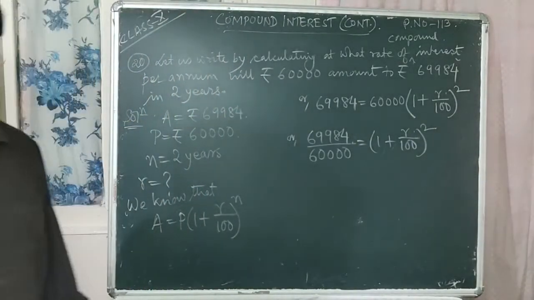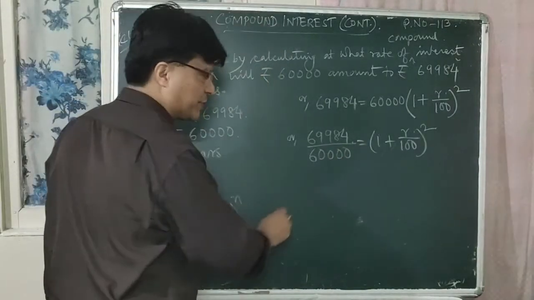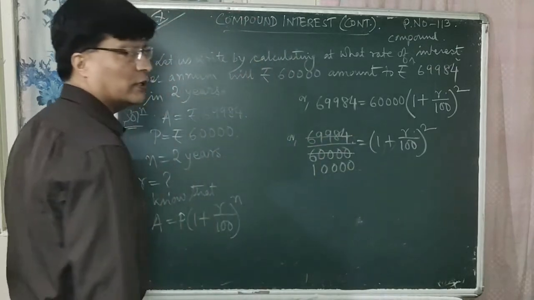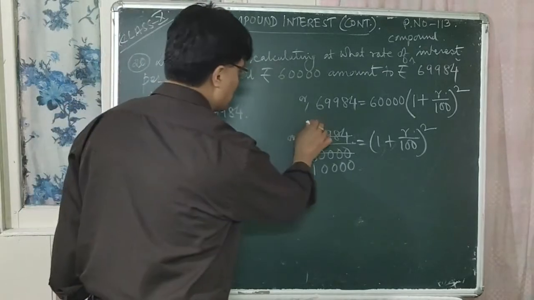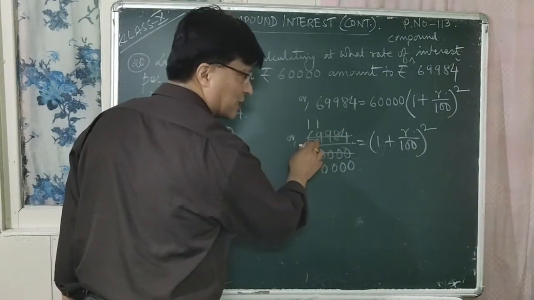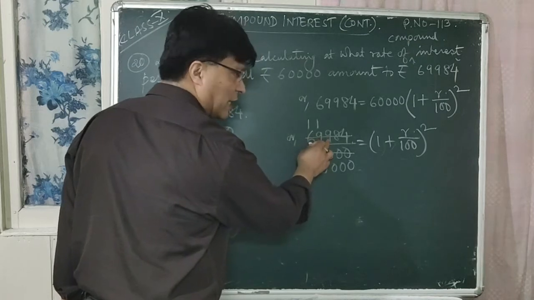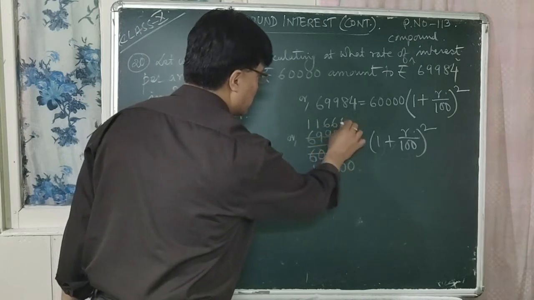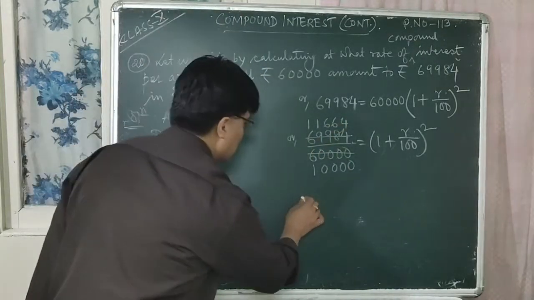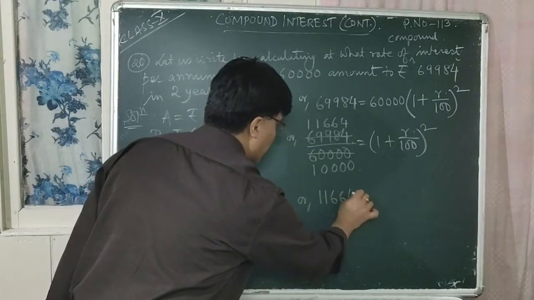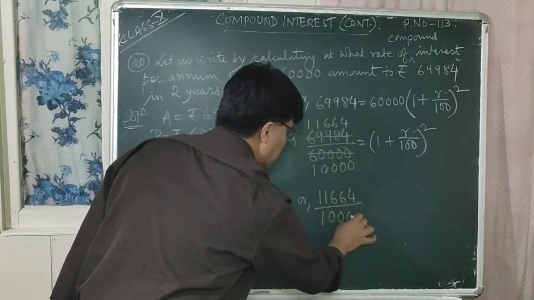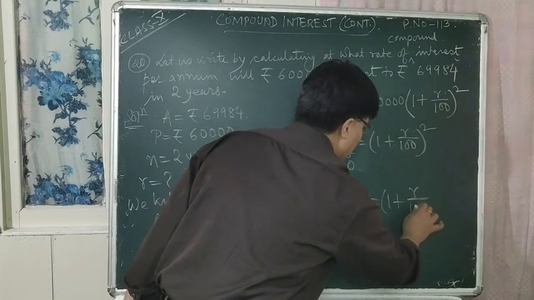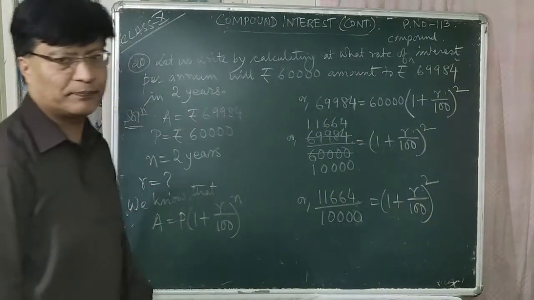So now let us cancel it by 6. 6 ones are 6, and how many zeros? 4 zeros. So you can cancel it by 6 here also. So it is 6 ones are 6, 6 ones are 6. Remainder is 3, 39. 6 6s are 36, 38. 6 6s are 36, 24. 6 4s are 24, right? So it is 11,664 divided by 1 and 4 zeros, which is equal to 1 plus R upon 100 whole square. Okay.